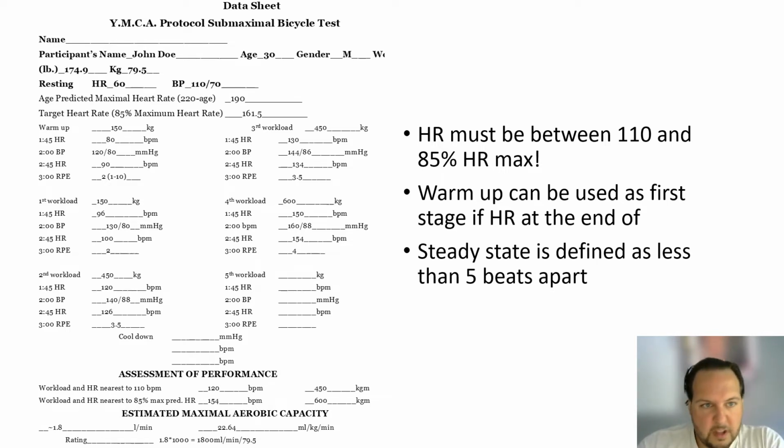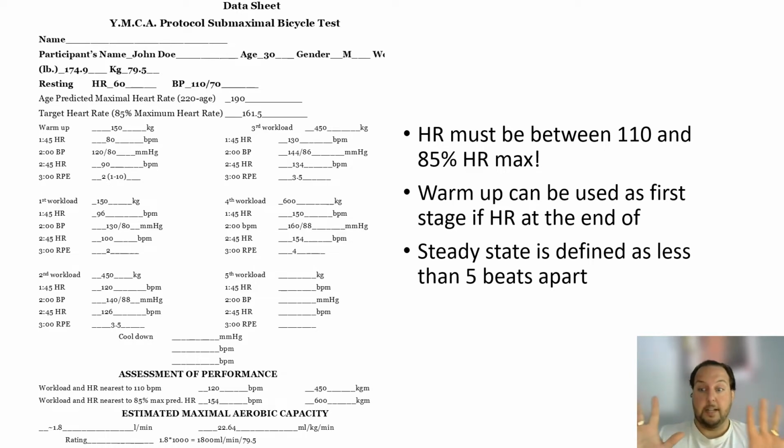Now, let's run through this. We have a John Doe, he or she is 30 years old, and they weigh 174.5 pounds or 79.5 kilograms. Always make sure you get your metric measurements, your kilograms, you're going to need it. We have some resting numbers here, 60 heart rate, 110 over 70 blood pressure, pretty good. So we do 220 minus 30, that gives us 190 for age predicted max heart rate.